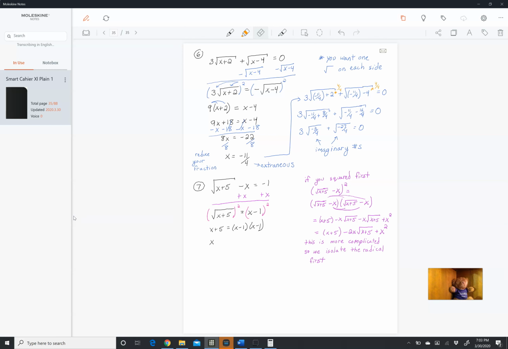So this gives us x plus 5 is equal to x squared minus 2x plus 1. The minus 2x comes from minus x from multiplying these, and then another minus x from multiplying these, okay? Now, unfortunately for you, this isn't linear, right? This is quadratic. So when it's quadratic, we have to set it equal to 0, okay? So to set it equal to 0, we want to keep our x squared positive. So we're going to subtract x from both sides, and we're going to subtract 5 from both sides.